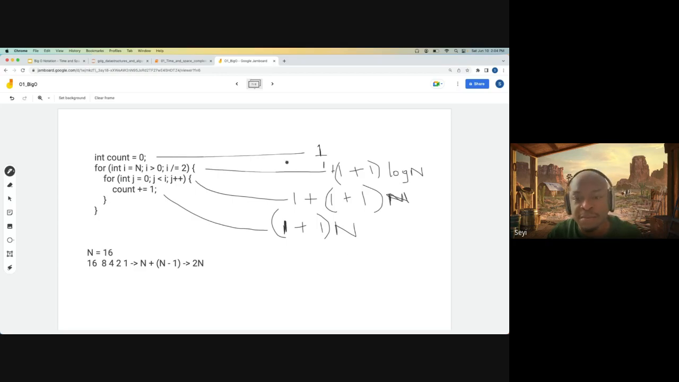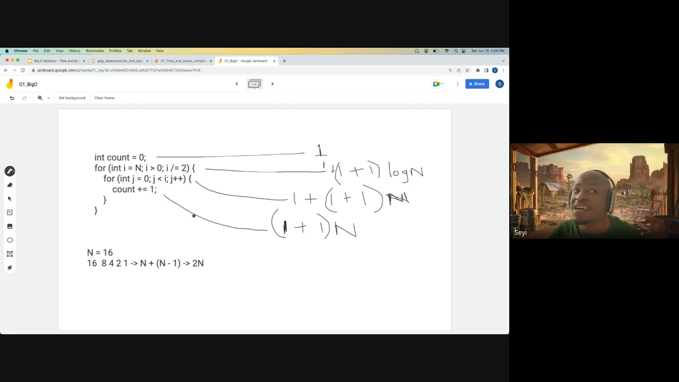The crux of the problem here is, what is the amount of work done in the outer loop? What is the amount of work done in the inner loop? The amount of work done in the outer loop is straightforward. We know it's log n because I is halving itself each time here. And we know that whenever you have division or multiplication where I is halving itself or multiplying itself, that's log n. Now, what is the amount of work done in the inner loop?